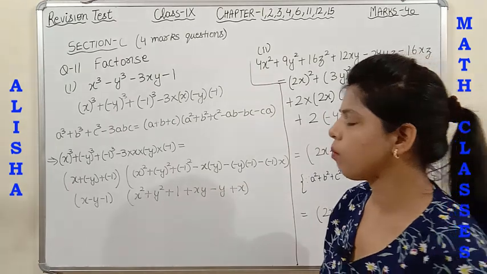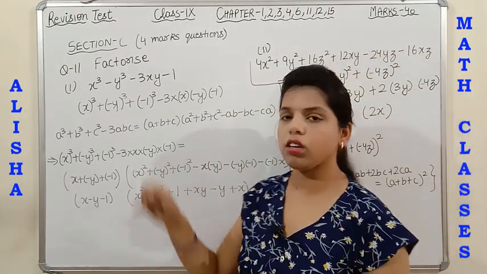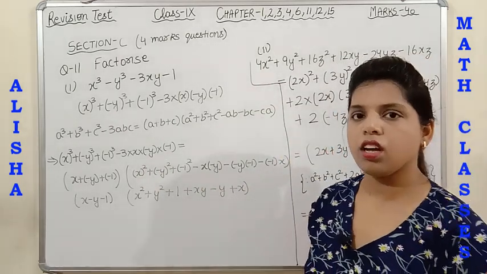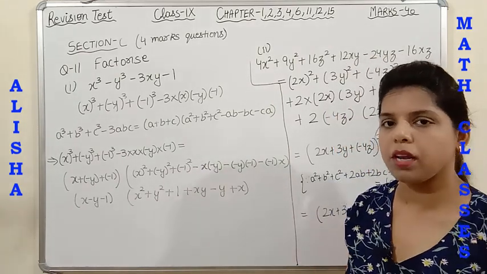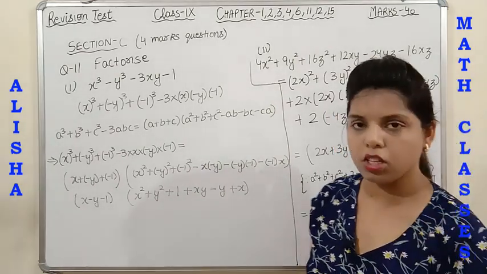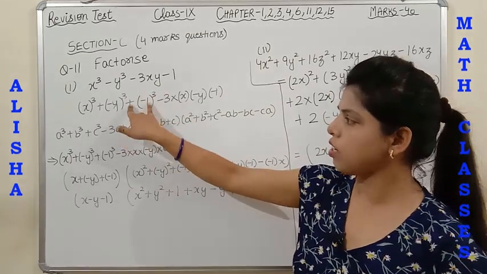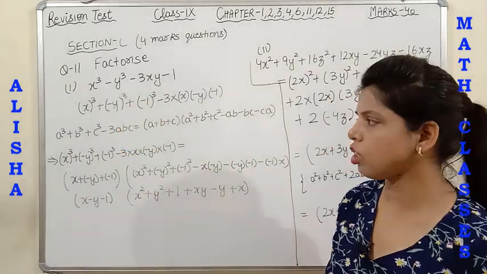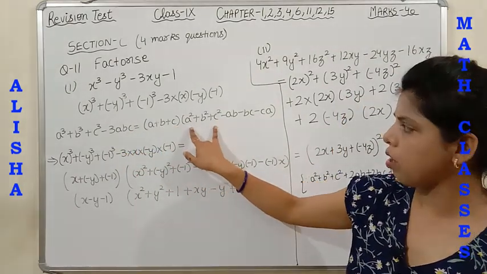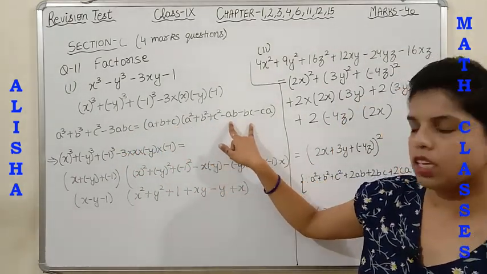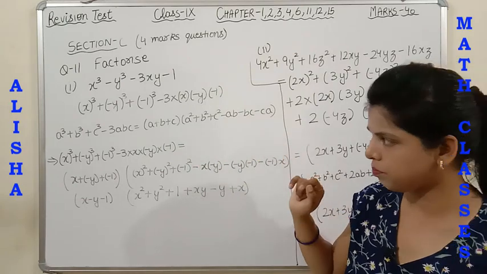And this is the formula given in the cubic equation. This is the only formula given in the cubic equation. And there are rest other formulas also, that is a plus b whole cube and a minus b whole cube, a cube plus b cube. But this formula resembles this one, so we have to use this formula, which is equal to a plus b plus c into a square plus b square plus c square minus ab minus bc minus ca.